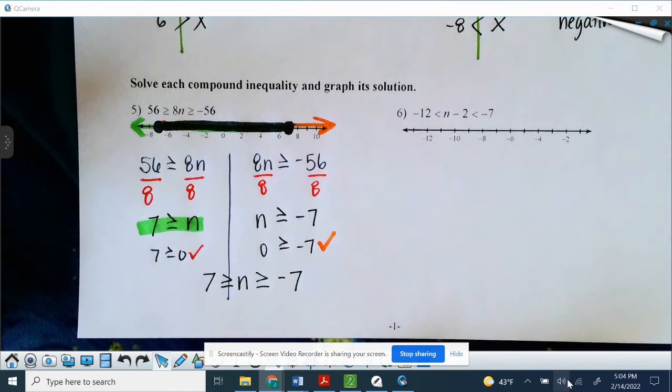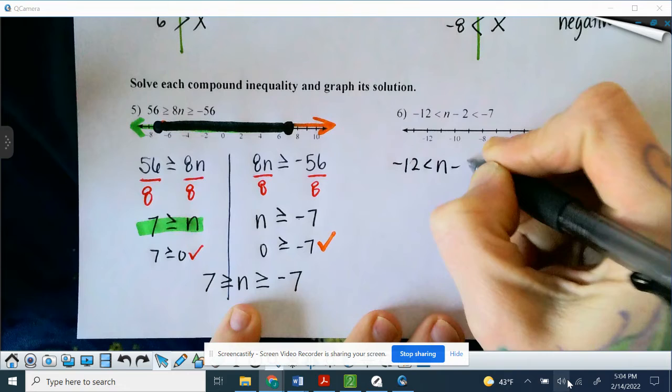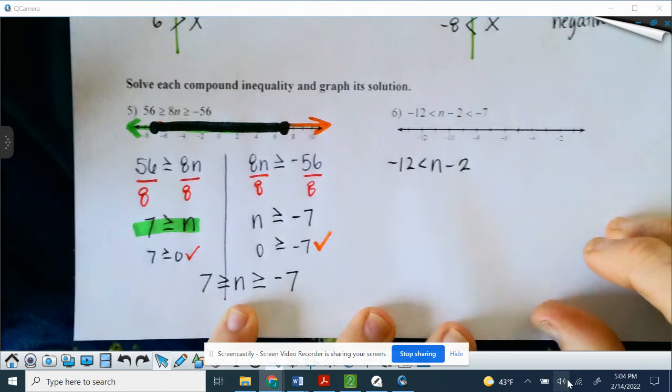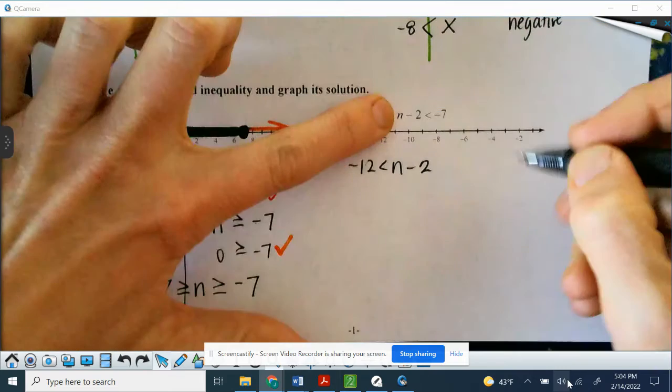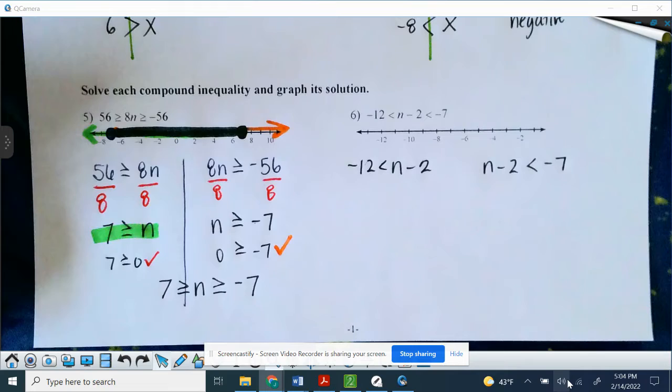All right, so the next one, we're going to write it twice. So negative 12 is less than n minus 2. Stop when you hit your next inequality. Then I'm going to cover up this one. So n minus 2 is less than negative 7. So you're just writing it as two separate problems.